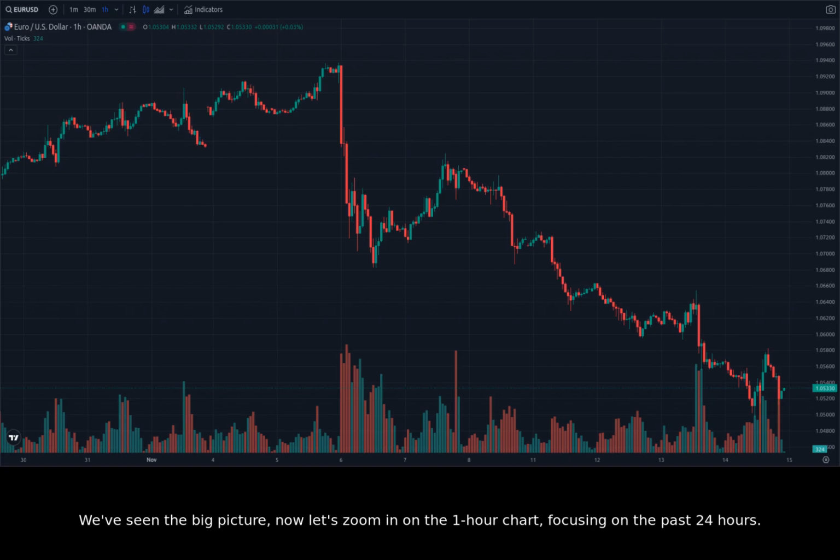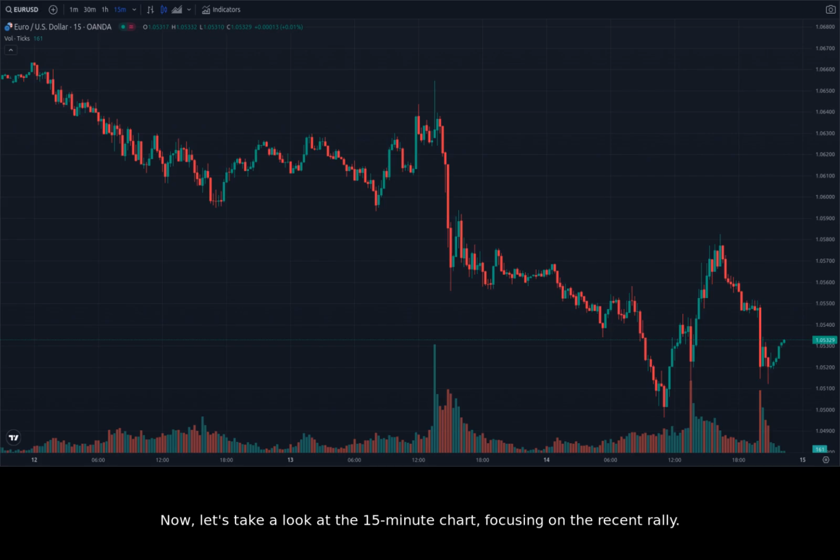Now let's zoom in on the 1-hour chart, focusing on the past 24 hours. Now, let's take a look at the 15-minute chart, focusing on the recent rally.